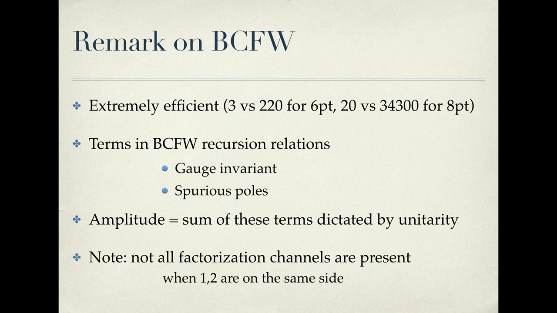Now, the amplitude is a sum of these terms in the recursion, and that's directly dictated by unitarity. It's dictated by this factorization, which is just unitarity, as we showed before. And in the general expansion, not all factorization channels are present. For example, if we shift 1 and 2, when 1 and 2 are on the same side, that factorization channel is not there.